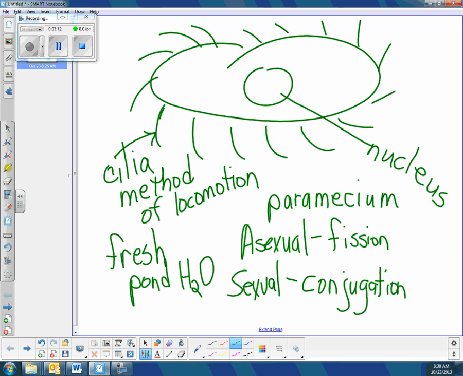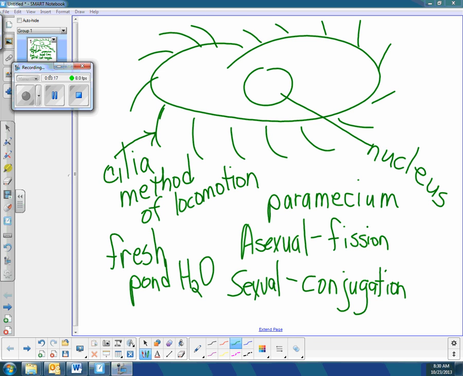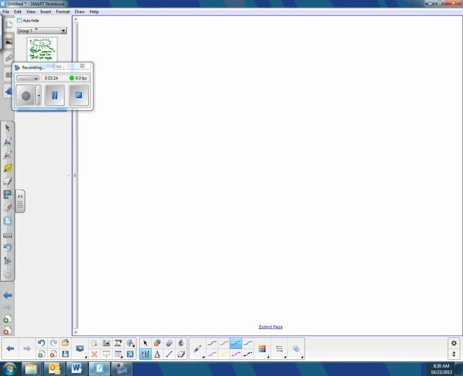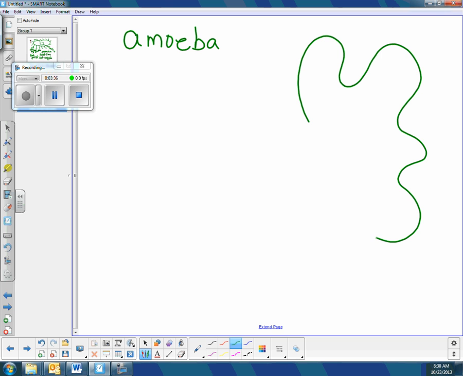All right, next little guy we're going to talk about. Here we go. Next guy. Well, I really like the paramecium, but probably this guy is my favorite. He's called an amoeba. And I think they made movies about this guy. His shape changes as he moves. This is his nucleus.